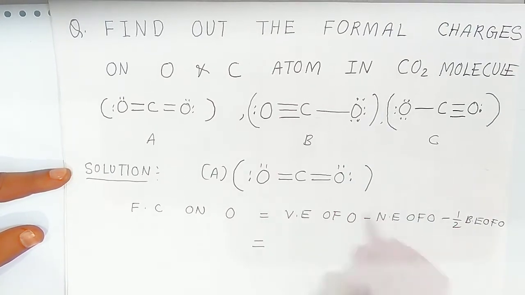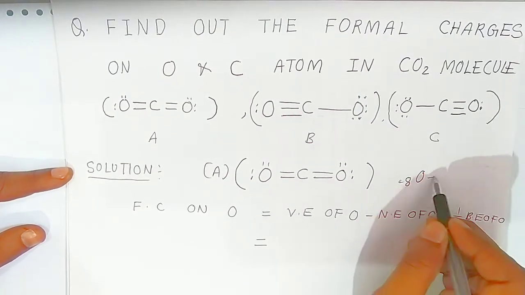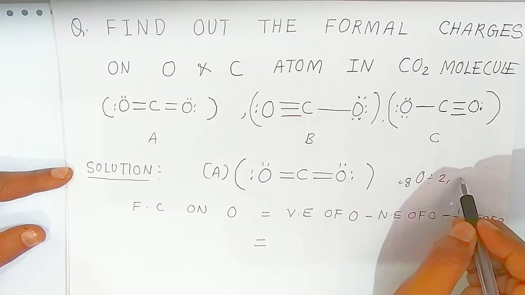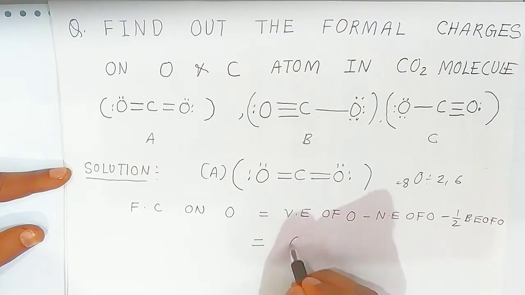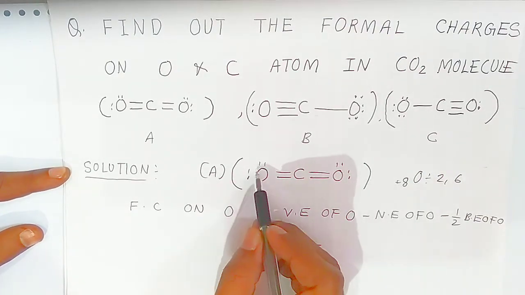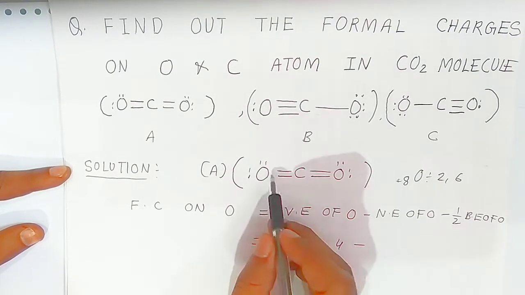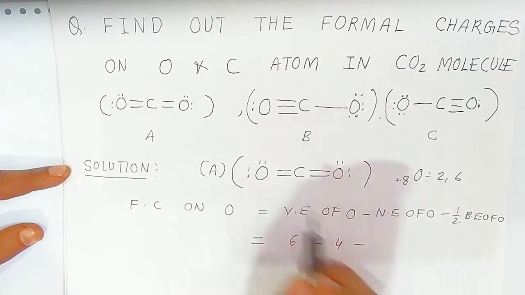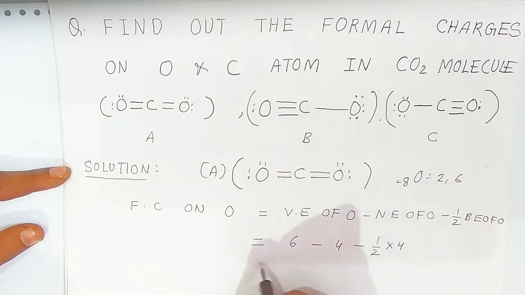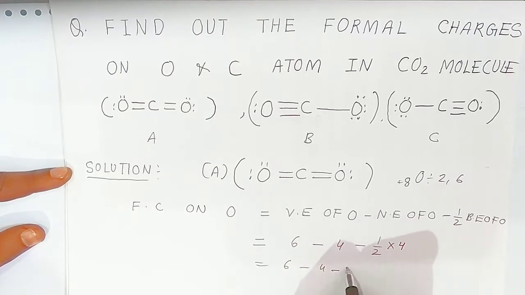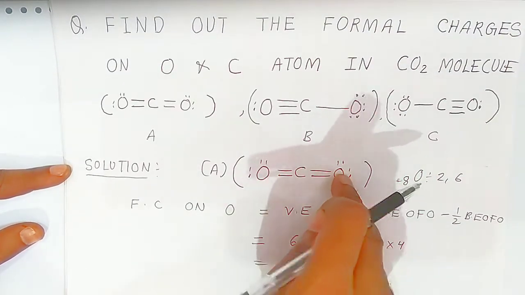Okay students, how do you get the valence electrons? Oxygen atomic number is 8, electronic configuration 2, 6, correct? So 6 will be the valence electrons, minus non-bonding electrons. When you see, students, 1, 2, 3, 4 will be the non-bonding electrons. Bonding electrons, students: a double bond is there, that means it has 4 bonding electrons. When you solve, 6 minus 4 minus 2, that means it is coming 0. There will be 0 charge on this oxygen. The same way is happening in this oxygen also.